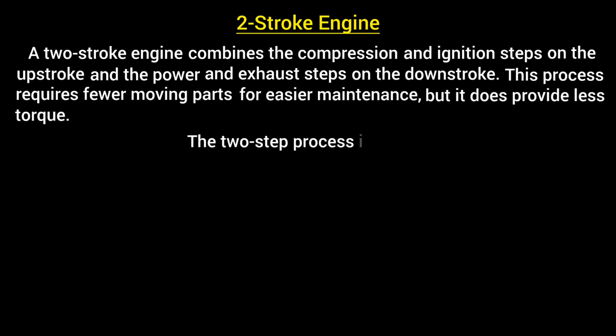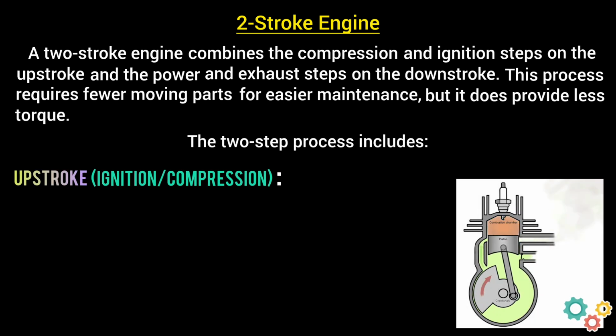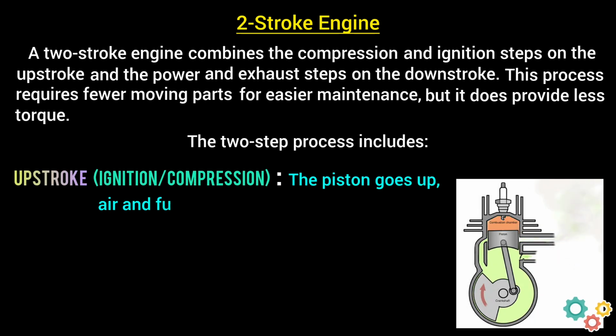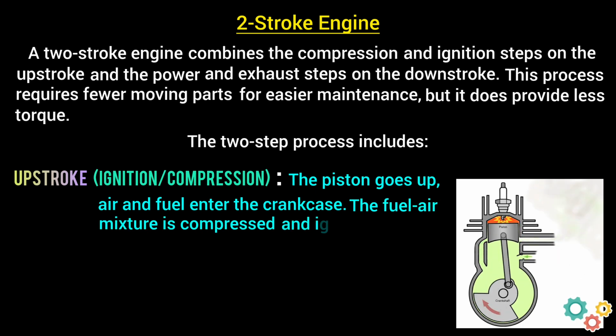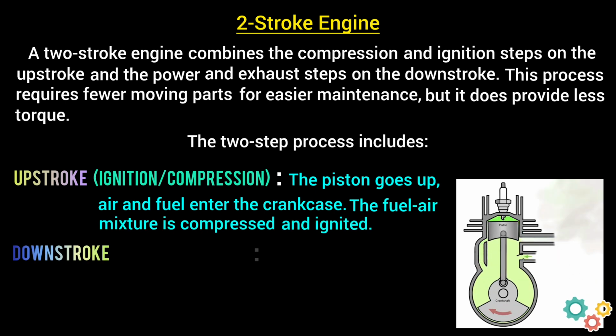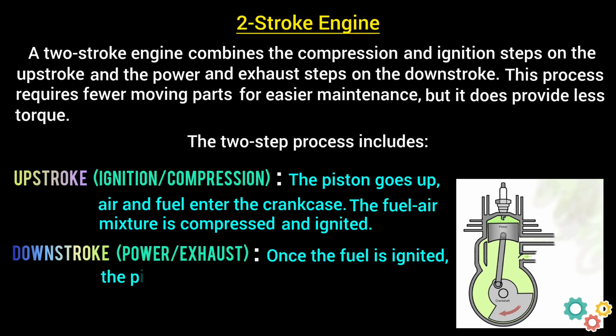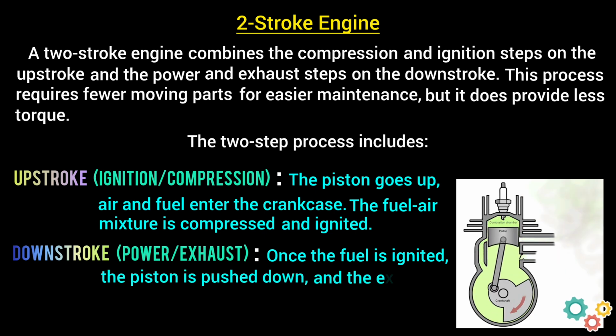The two-step process includes upstroke: ignition, compression. The piston goes up, and air and fuel enter the crankcase. The fuel-air mixture is compressed and ignited. Downstroke: power, exhaust. Once the fuel is ignited, the piston is pushed down, and the exhaust is expelled.